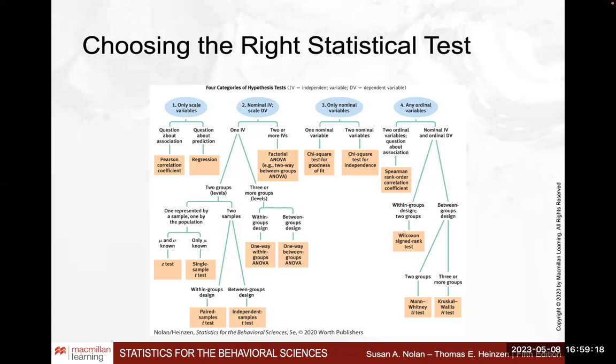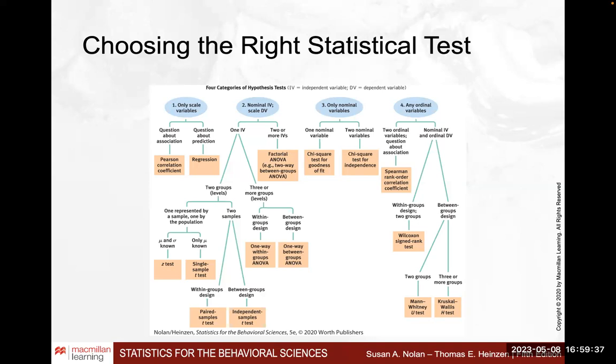Then we have the one-way within groups ANOVA and one-way between groups ANOVA. We talked about that. Then we have the 2-way between groups ANOVA, which essentially is the advanced format where you have 2 independent variables. You're dealing then with interactions, which makes it a whole different, more complicated conversation.